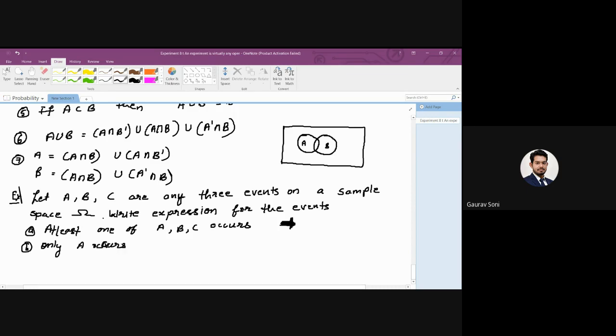Look, what do I mean? At least one of A, B, C occurs means you need to create an event which satisfies the given condition. Whatever outcome there is, it will be in A, or in B, or in C. You create an event which consists of all the sample points which are in A, B, and C. What will it be?